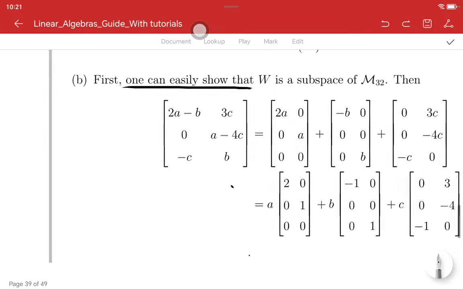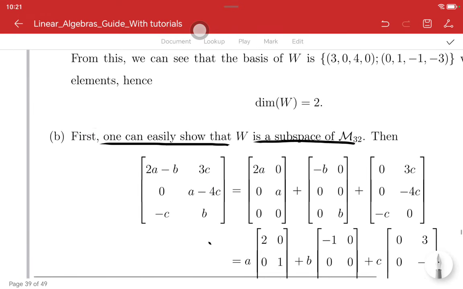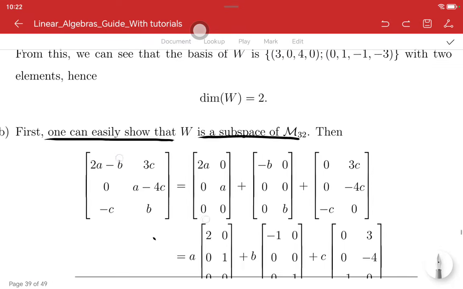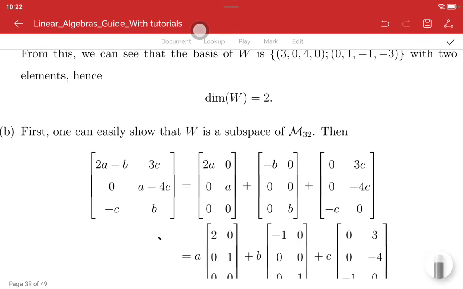So we can show that W is a subspace of 3 by 2. How do we know that it's 3 by 2? It's 3 rows, 2 columns. Now, since it's 3 rows and 2 columns, we already know the space we're in. We're in the space of 3 by 2. So we say that we have 3 variables, so we must separate this into 3. Since we have 3 unknown variables, you must separate this into 3. You can just say plus, plus, plus, and leave this in a 3 by 2 format.